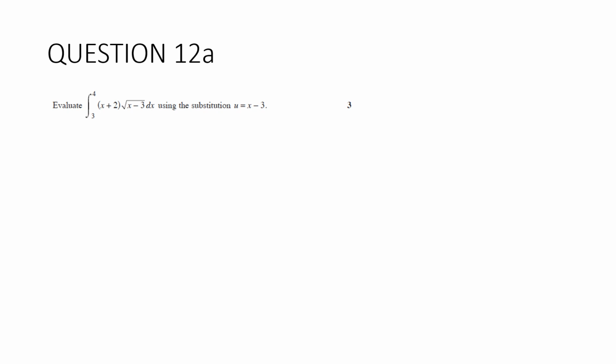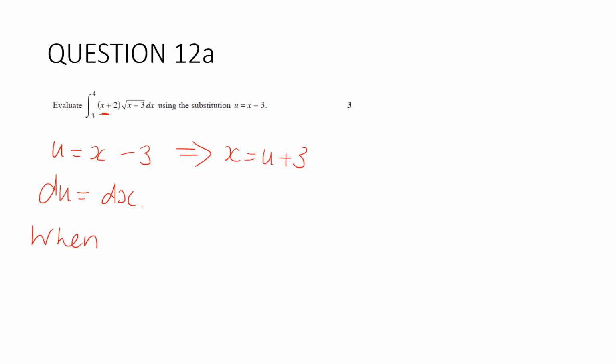Question 12a, evaluate the integral between 4 and 3 of x plus 2 in brackets multiplied by the square root of x minus 3 dx using the substitution u is equal to x minus 3. So let's start there. du is going to be equal to dx. Now I can see we're going to have to substitute for x here, so x is equal to u plus 3. Now let's do the limits. When x is equal to 3, u is equal to 0. And when x is equal to 4, u is equal to 1. All right, so up here we're going to go between 0 and 1.